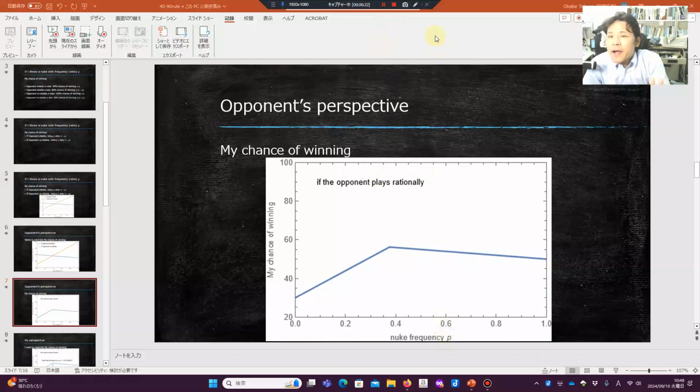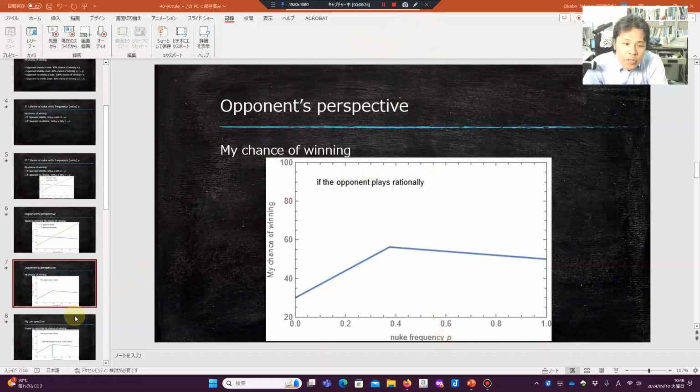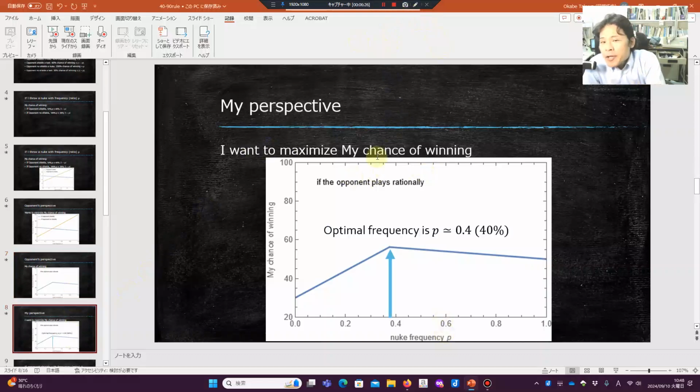And from my perspective, I want to maximize this winning probability. And it is clear that the optimal frequency p should be about 40%. This is the end of the first half of my talk.